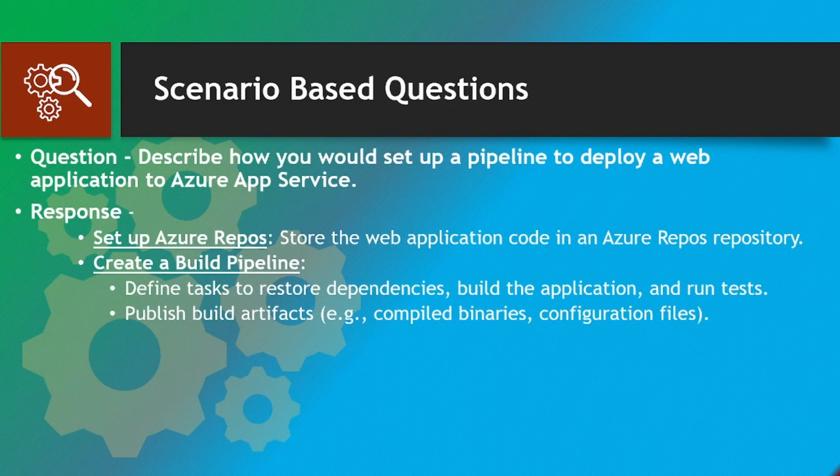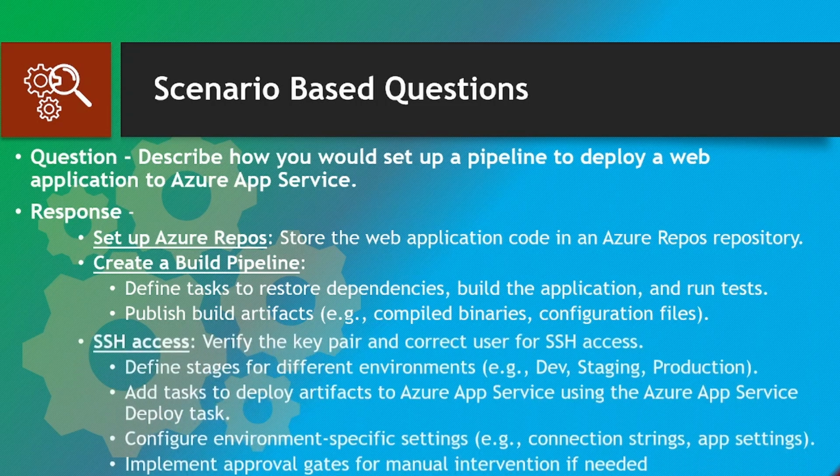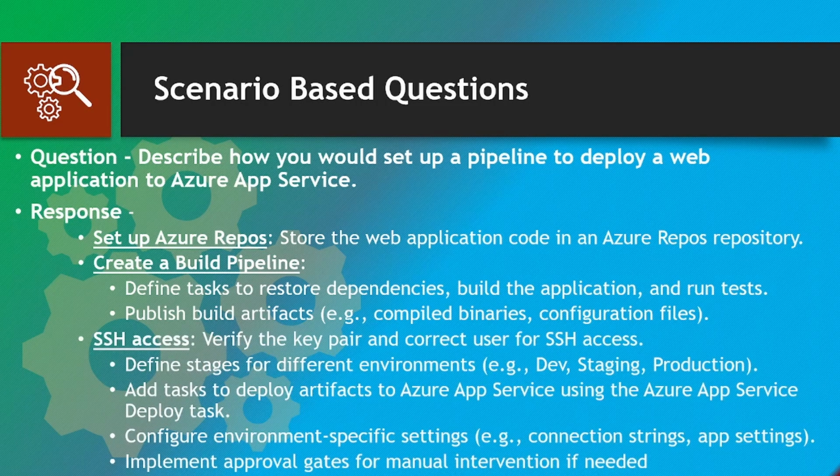Create a build pipeline. Define tasks to restore dependencies, build the application and run tests. Publish build artifacts, for example, compiled binaries, configuration files. Next is SSH access. Verify the key pair and correct user for SSH access. Define stages for different environments, for example dev, staging, production.